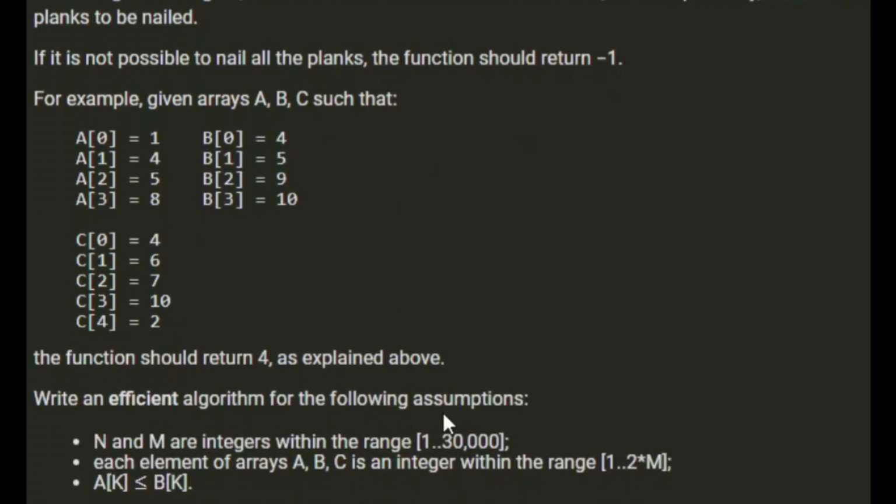Write an efficient algorithm for the following assumptions. N and M are integers between 1 and 30,000. So N is the number of planks and M is the number of nails. Each element of arrays A, B and C is an integer within the range of 1 to 2M. Okay, so we don't need to worry about overflowing integers because 2M will be a maximum of 60,000, and A[K] is less than or equal to B[K], so we don't need to worry about A being larger than B.